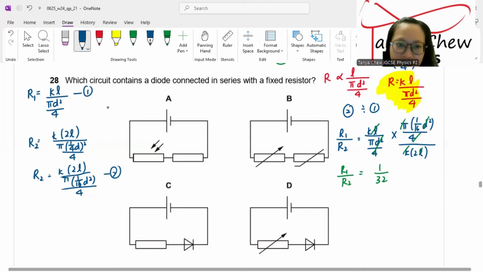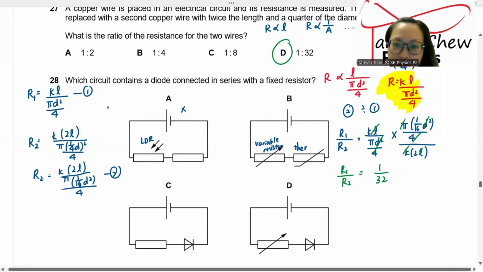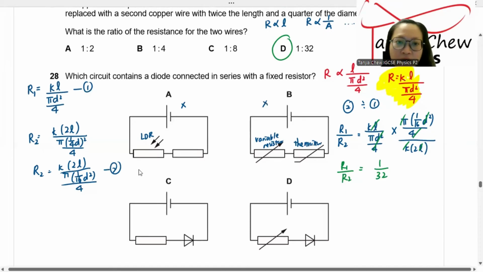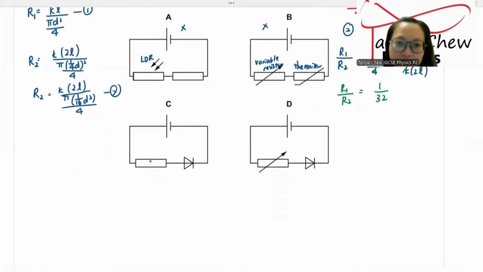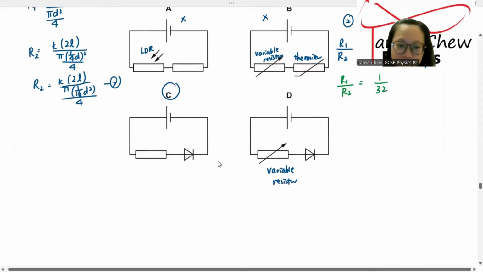Look at A. A, this is called LDR, light dependent resistor. So I want a diode, so A cannot be your answer. B, this is a variable resistor. Variable resistor is used to change the resistance to control the amount of current, as well as the other one is thermistor. So I want a diode and a fixed resistor, so B cannot be the answer. C, a fixed resistor and a diode sounds correct to me. D is wrong because D, this is a variable resistor and a diode. So C is the answer.